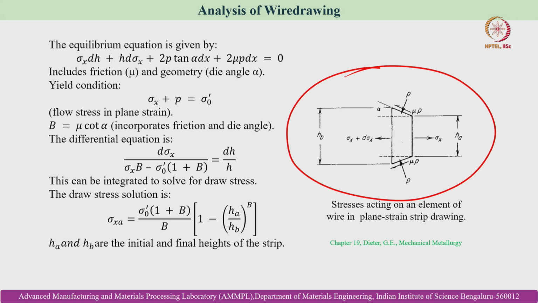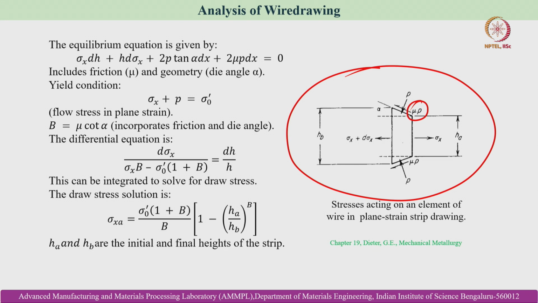So, this is the frictional stress, that is mu p, which opposes the movement of the wire through the conical die, and this is the pressure exerted by the die on the workpiece undergoing wire drawing. So, the equilibrium equation to balance along the x direction can be written as sigma x into dh plus h d sigma x plus 2 p tan alpha dx plus 2 mu p dx. So, why 2 mu p? Because it is applicable on both the top and the bottom side. So, that is why 2 mu p dx, which is equal to 0. So, it includes friction mu and geometry, that is the semi die angle alpha.